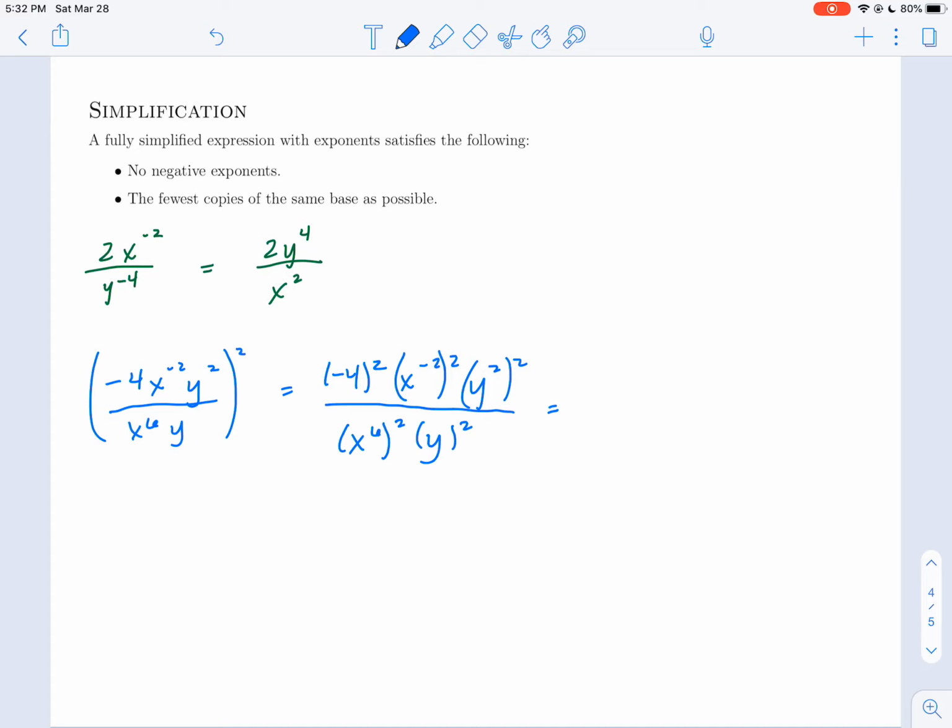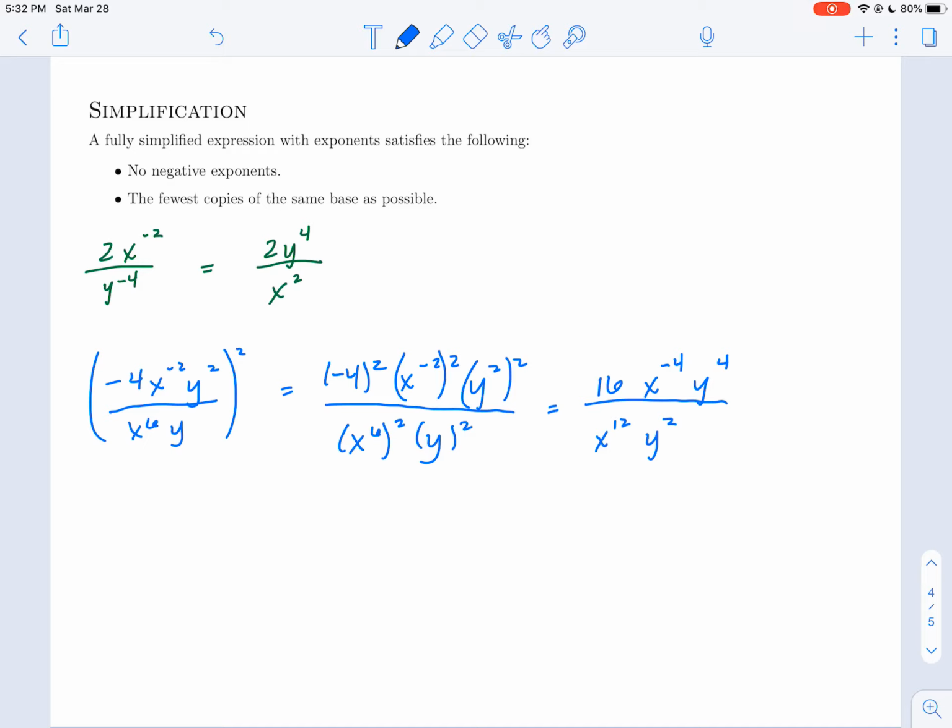So let's start with this -4 squared. That's just -4 times -4, which should give me a +16. X to the -2 squared, I'll multiply the -2 and the 2 together to give me an x to the -4th. The y squared squared, I'll multiply those 2's together to get 4. Then in the denominator, x to the 6 squared will be x to the 12th. And then the y squared is that last thing there in the denominator.